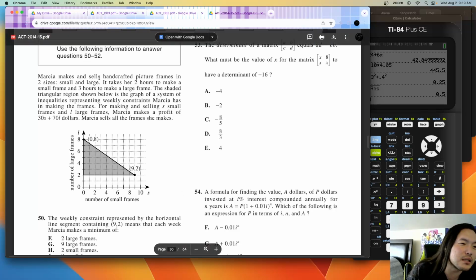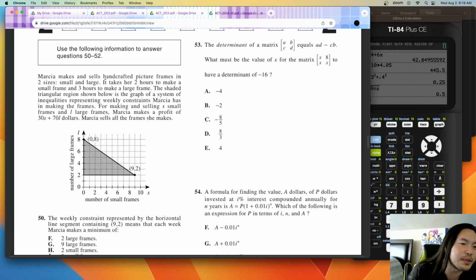She makes handcrafted picture frames, small frames and large frames. It takes her 2 hours to make a small frame and 3 hours to make a large frame. I actually have not seen this question before. Should be interesting. The shaded triangular region shown below is the graph of a system of inequalities representing the weekly constraints Marcia has in making the frames.